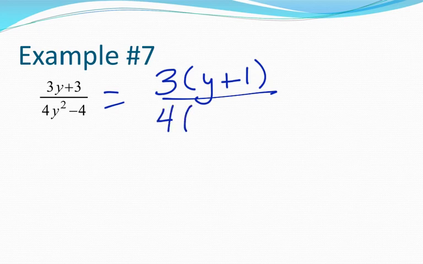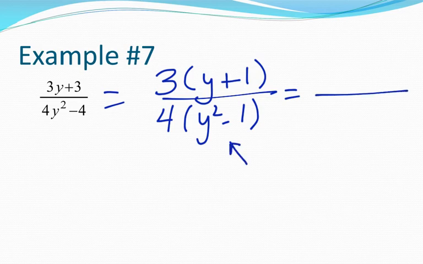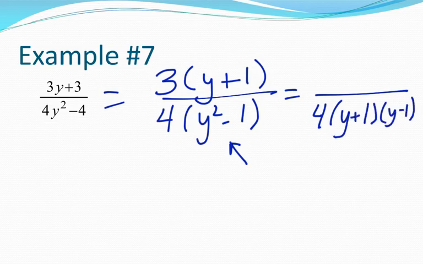If you did 4 times y squared minus 1, you might think, well, then there's nothing to cancel. You have to make sure you've factored everything completely, and so that denominator can actually be factored into 4 times y plus 1 times y minus 1 because it's still a difference of squares. Then on the top we've got 3 times y plus 1. Now 4 could be broken down to 2 times 2, but there's not really any point to that because I can see that there's nothing on top that would cancel with it, so I'm not going to worry about that.